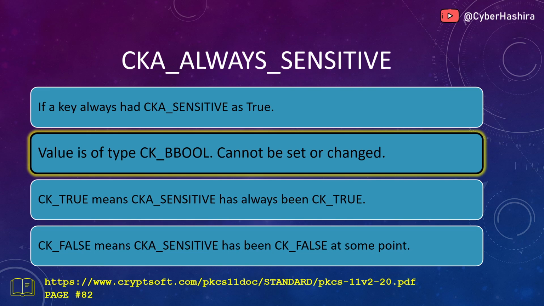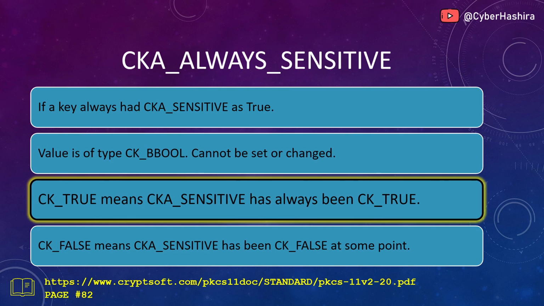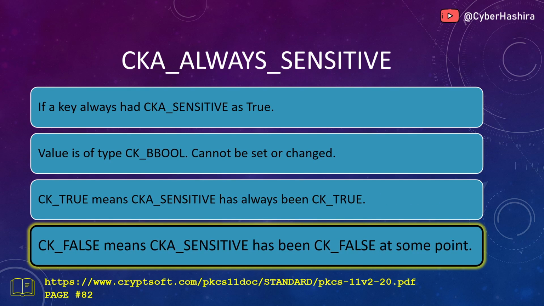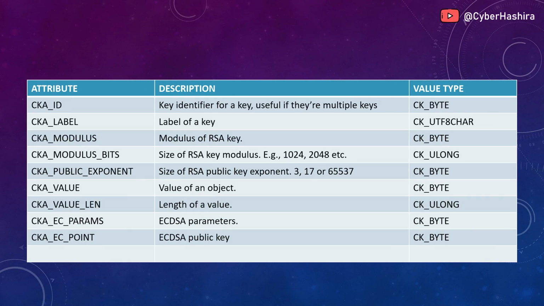This attribute is read-only. The value of this attribute is set by a token when a key is generated. You cannot set your own value or change this value afterwards. Value of CKA_ALWAYS_SENSITIVE will be true if CKA_SENSITIVE attribute has always been true. If the value of CKA_ALWAYS_SENSITIVE is false, then it indicates that the value of CKA_SENSITIVE has been false at some point.